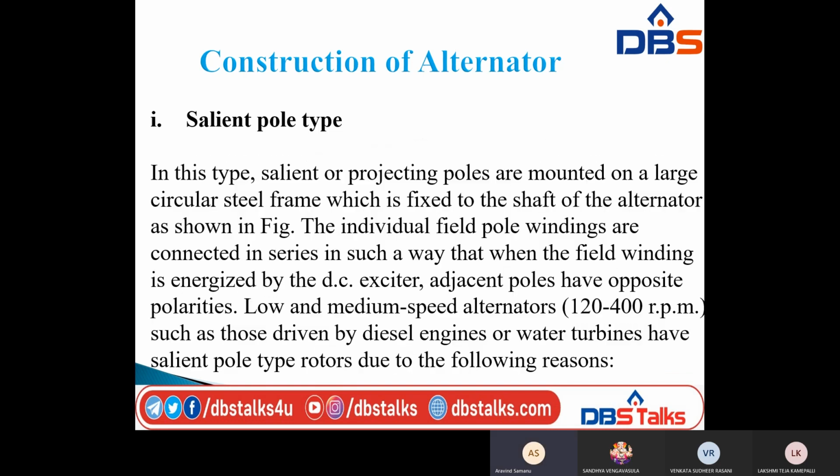Next, these salient pole type rotors are used for low and medium speed alternators. Approximately the speed is between 120 to 400 rpm only. So for very low and medium speed alternators, I am using salient pole alternators, such as those driven by diesel engines or water turbines. They have salient pole type rotors due to the following reasons.